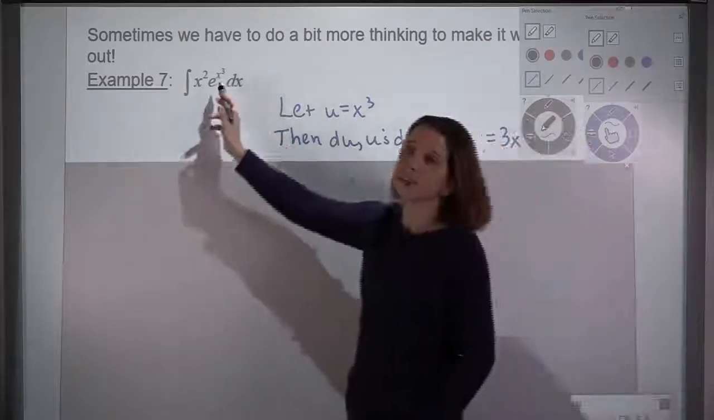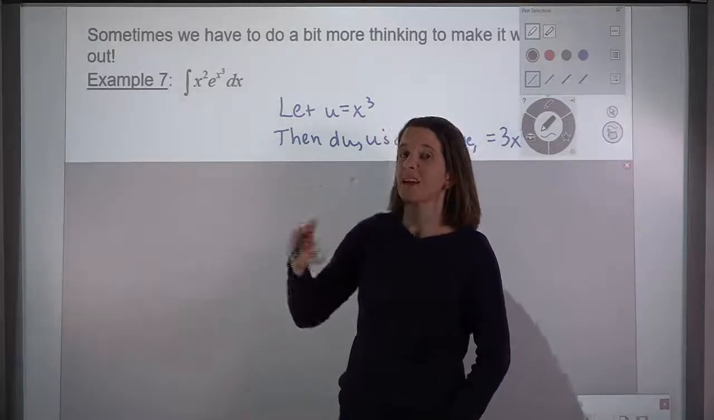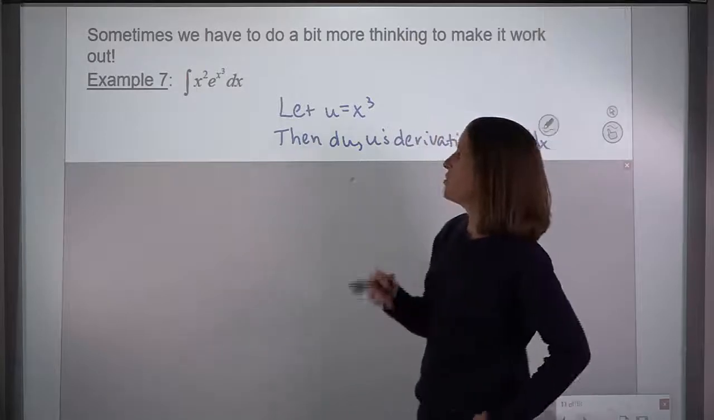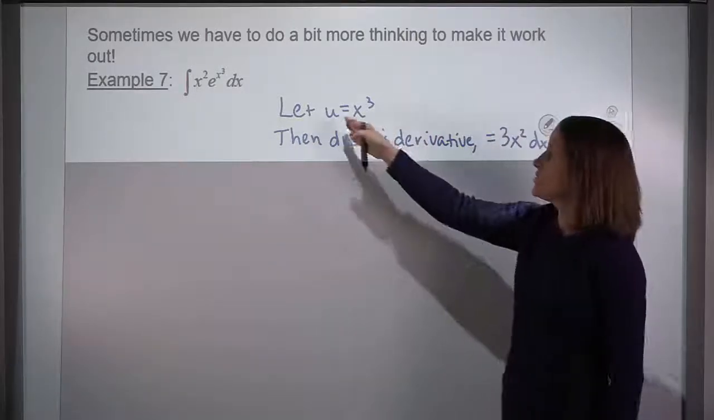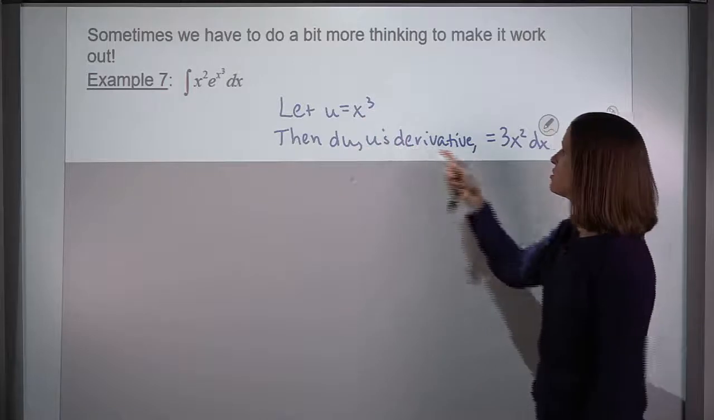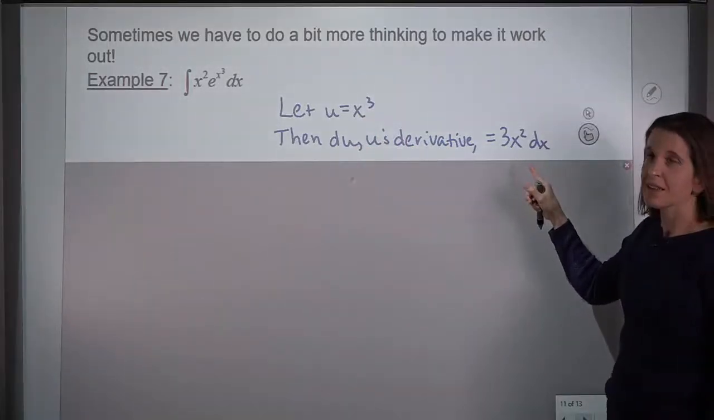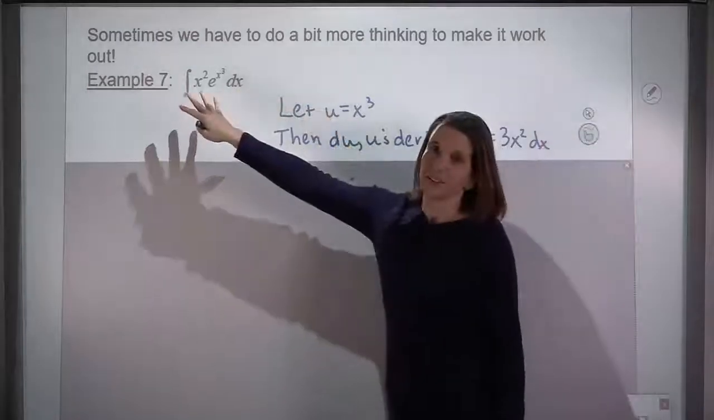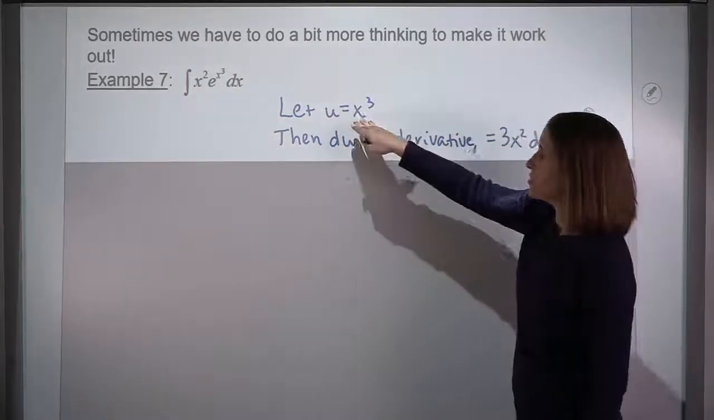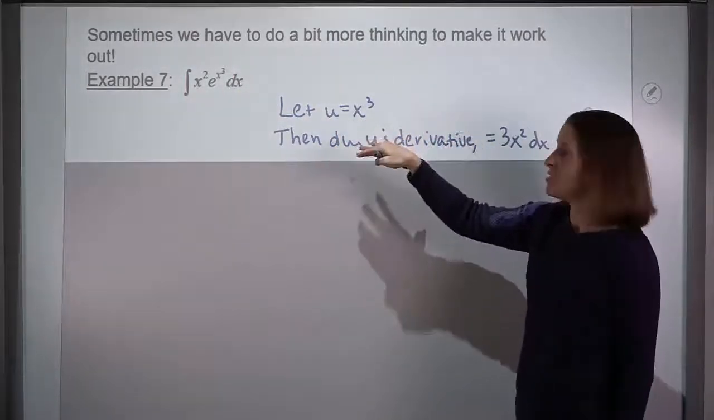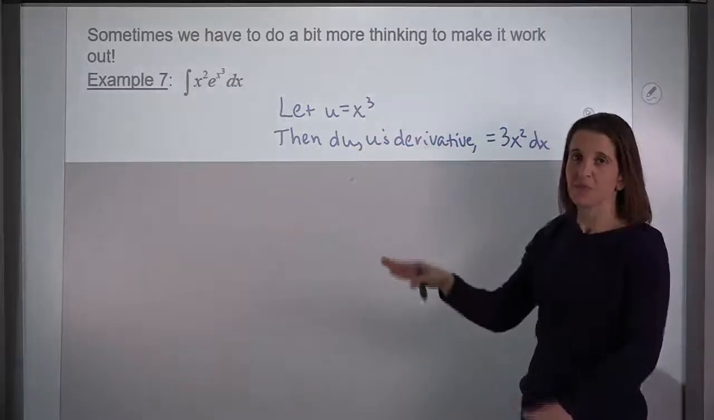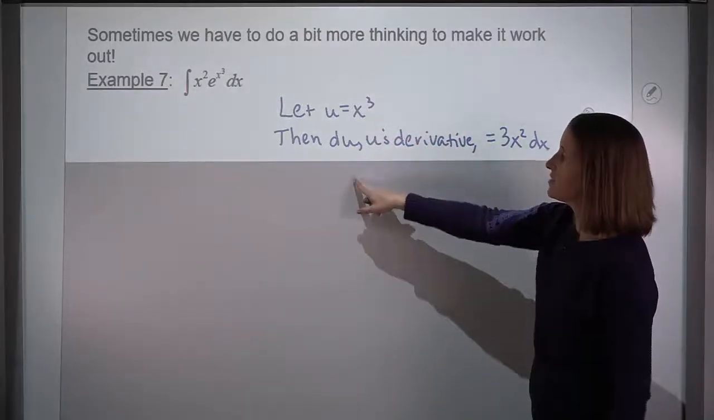So when I look at this, I see an e, and we said I should let that exponent be my u then. So I let u be x cubed, then its derivative du is 3x squared dx. I did not look over here. u is x cubed, its derivative du is 3x squared. End of story. We've done derivatives for months now, okay?